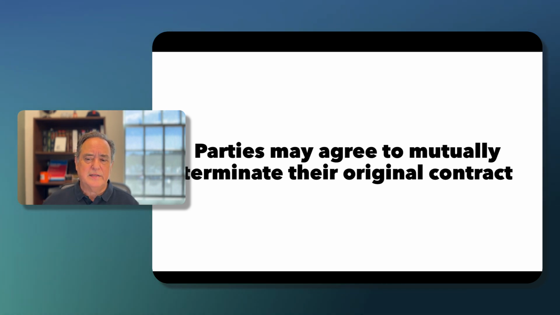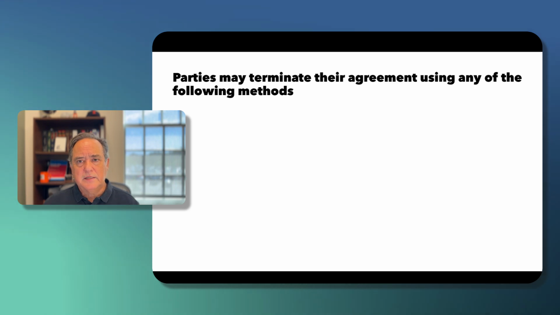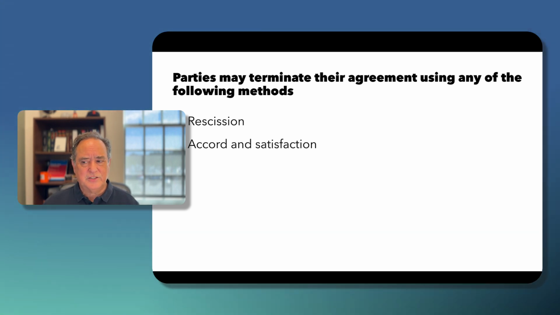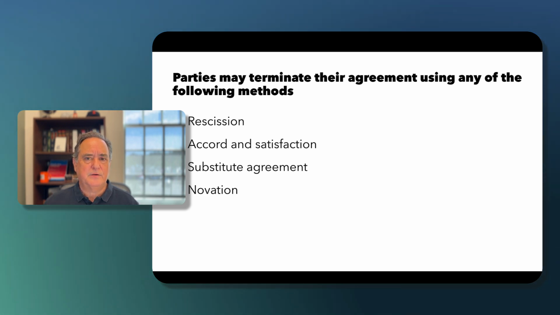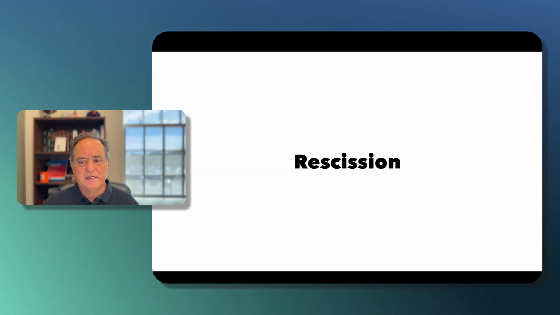How else can parties agree to mutually terminate their original contract? Well, the parties may terminate their agreement using any of the following methods. And we'll tell you what they are, then we'll go over each one in more detail. The first is called rescission. Rescission is where the parties agree to return to their pre-contractual positions. Accord and satisfaction, a substitute agreement, and what's called a novation. Let's talk about each of those in more detail.